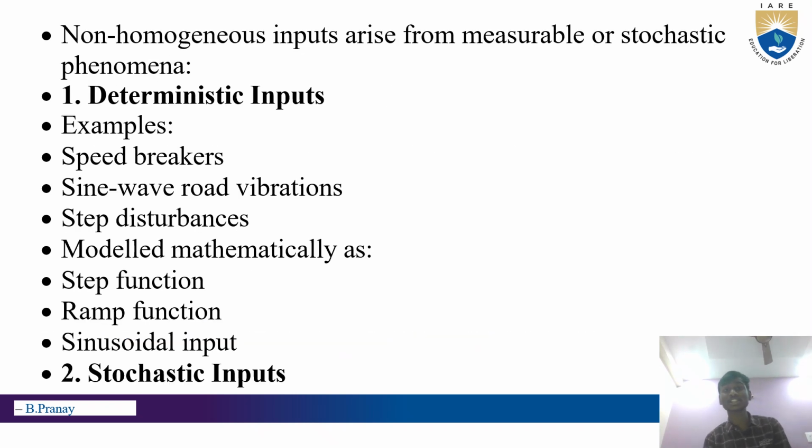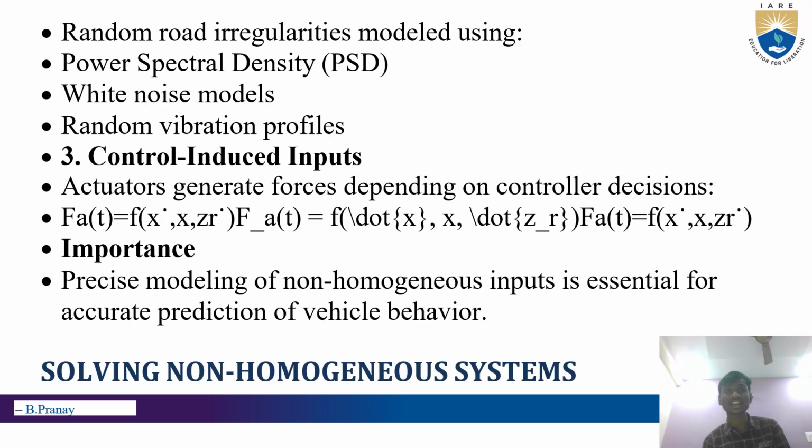Next, non-homogeneous inputs arise from measurable or stochastic phenomena. Deterministic inputs, for example speed breakers, sine wave road vibrations, and step disturbances, are modeled mathematically as step functions, ramp functions, and sinusoidal functions. Stochastic inputs like random road irregularities use power spectral density, white noise models, and random vibration profiles. Control induced inputs: actuators generate forces depending on control design. Precise modeling of non-homogeneous inputs is essential for accurate prediction.